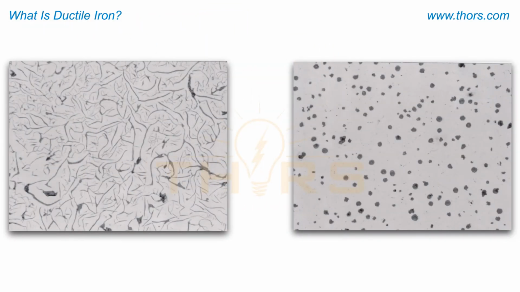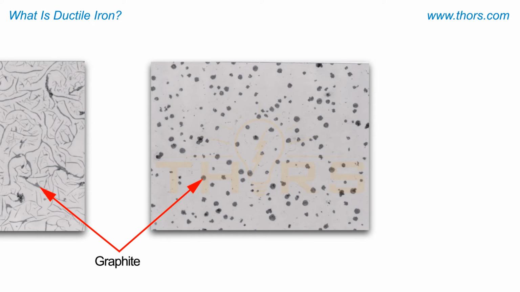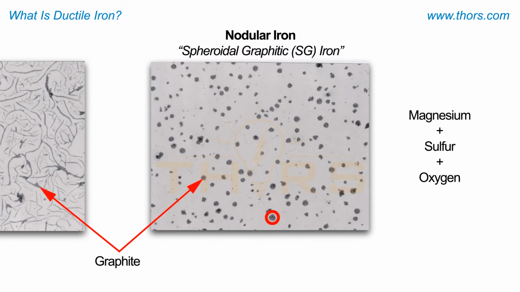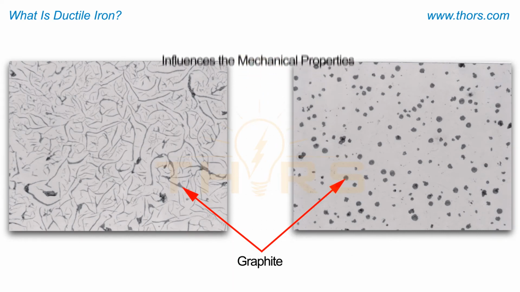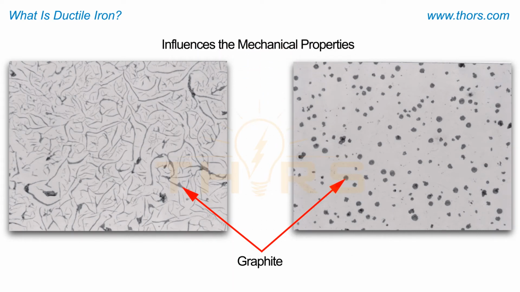When cast irons solidify, the carbon in the molten metal forms graphite. In simplest terms, due to ductile iron treatment, the magnesium combines with sulfur and oxygen and causes graphite to precipitate in spherical shape. This is why ductile iron is also known as nodular iron or spheroidal graphitic iron. The graphite shape influences the mechanical properties of cast irons.